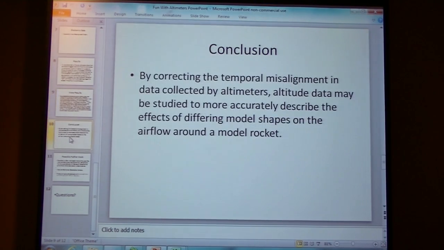Alrighty, we're getting to conclusion here. How are we set for time? Got 1 minute. So anyway, by correcting the temporal misalignment in the data, altitude data may be studied to more accurately describe the effects of different model shapes on the airflow around a model rocket. So a big chunk of what you've got to do is correct the timing between those two or three or however many altimeters you have. And these are some tricks of doing it.